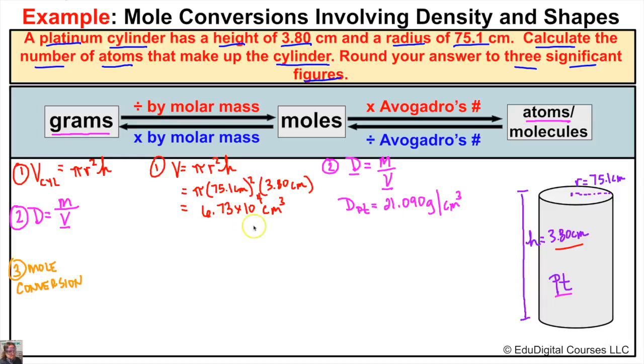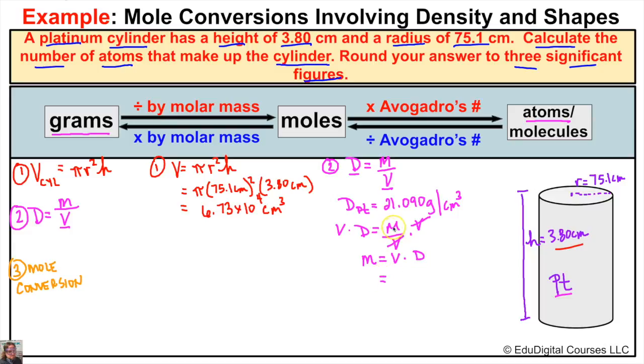So we know the density of platinum is this. We know the volume of this cylinder is this right here. How do we find the mass? Well, if we know that density equals mass divided by volume, we want to get mass all by itself on one side of this equal sign. So we'll multiply both sides by volume. Volume is going to cancel. And so the mass of this platinum cylinder is going to be equal to the volume times its density.